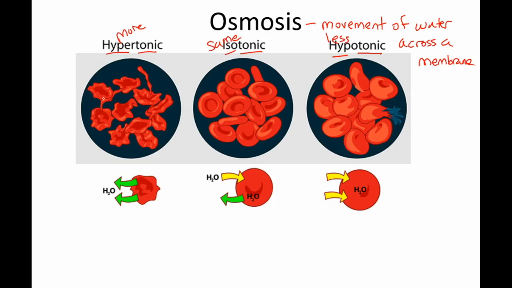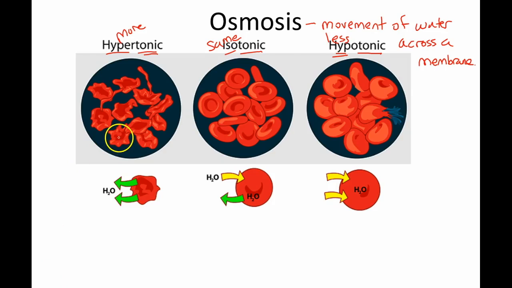Hyper means more dissolved substances. Hypo means less dissolved substances. And iso means the same. Now, everything is relative. When we say something is in a hypertonic solution, that means it's relative to the other side of the membrane. So you can't just have a beaker of water and say, this is hypotonic.